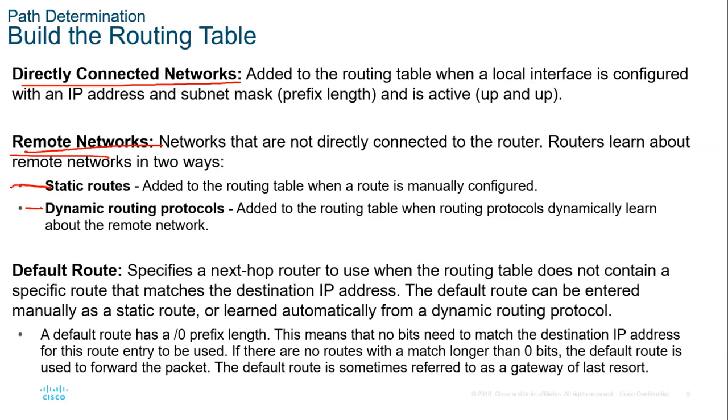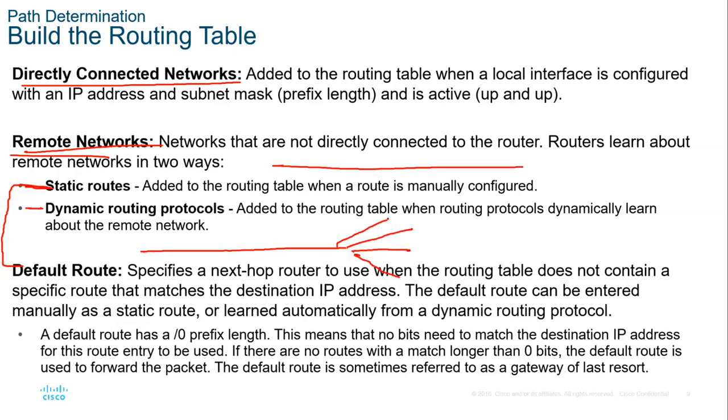So static route is almost the same as default. The difference is that static is for a specific network. Then default is a route that connects to many networks. But static is just one to one, just one route to reach a specific network. Dynamic is added to the routing table when the routing protocols dynamically launch.